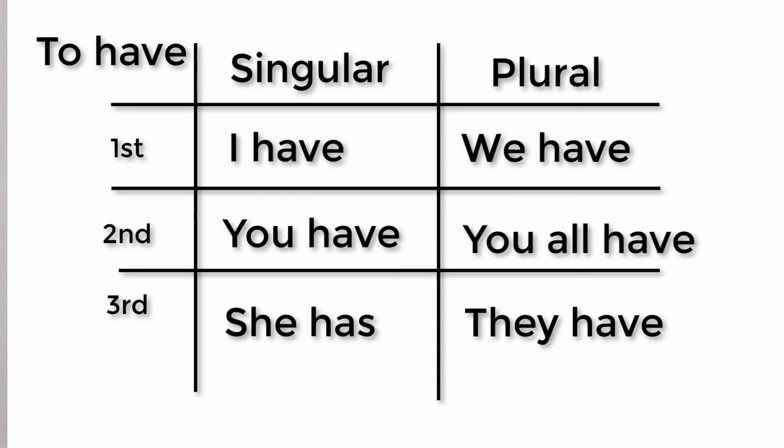Take the infinitive to have, for example. I have, you have, she has, we have, you all have, they have. Without the subject, your audience would never know who or what you were talking about.